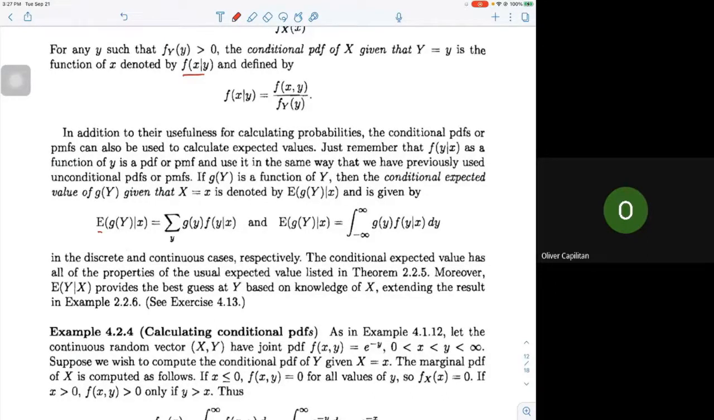And then the conditional expectation of g of y given x in the continuous case is the improper integral of g of y times the conditional PDF of y given x, dy, evaluated from negative infinity to positive infinity.